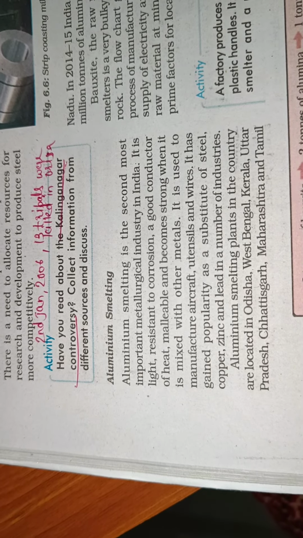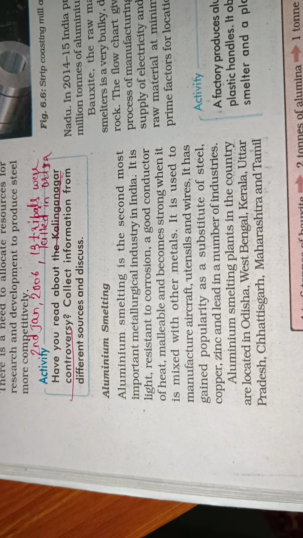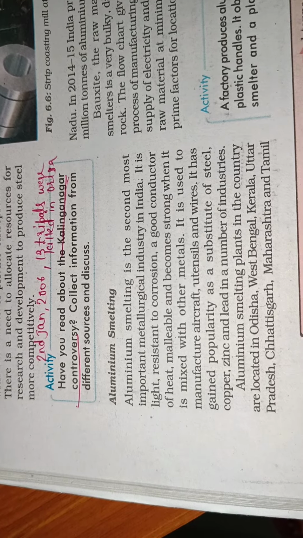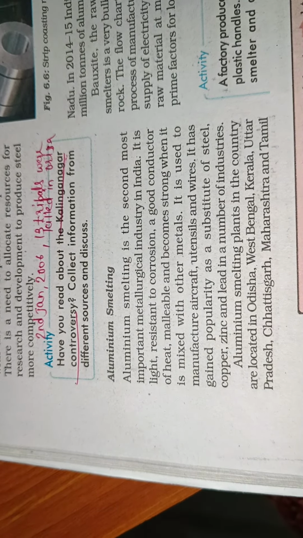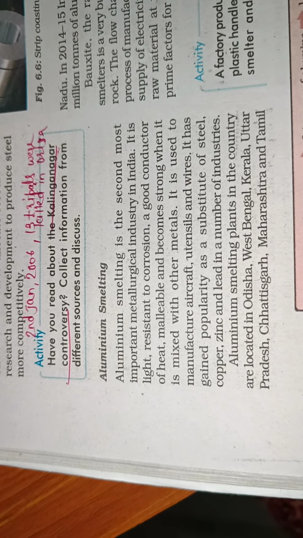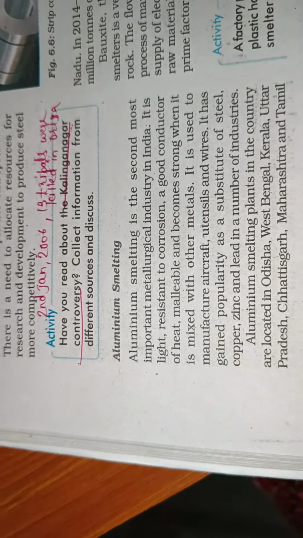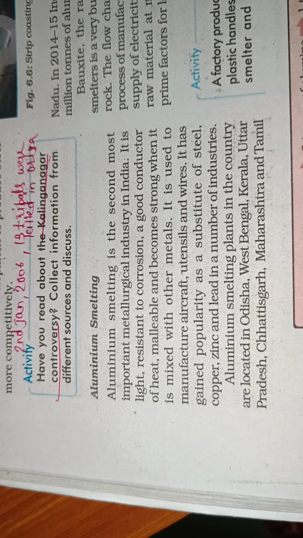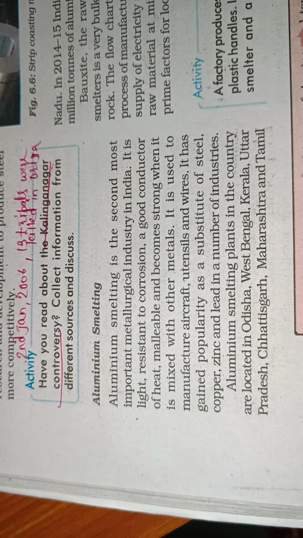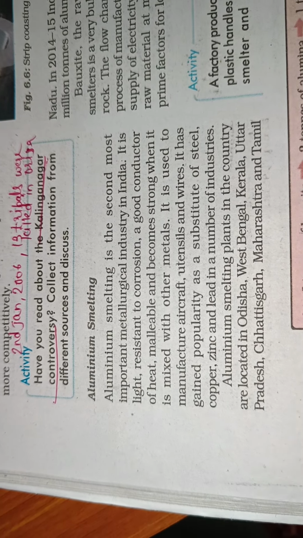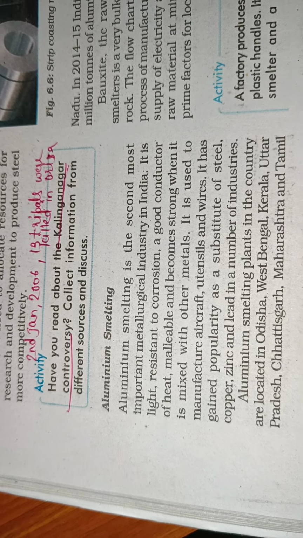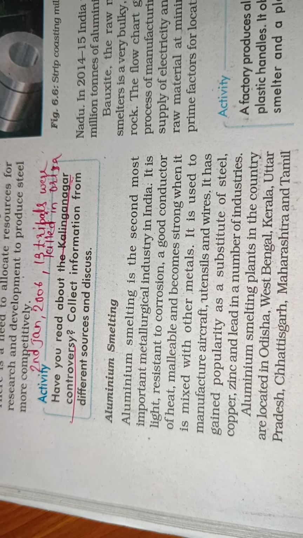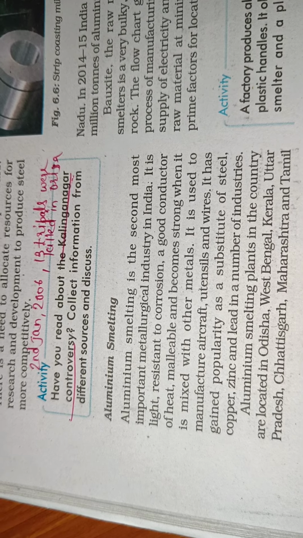Alright. So, aluminium smelting is the second most important metallurgical industry in India. It is a very good conductor of heat, malleable, and becomes strong when it is mixed with other metals. Aluminium on its own does not have strength, but when we mix it with some metals, it definitely has very strong quality. It is used in the manufacturing of artifacts, utensils and wire. If you look around in your kitchen area, you will find many aluminium products. It is a substitute for steel, copper, zinc and lead in a number of industries. Now, aluminium is taking a lot of places other than steel, copper and zinc.